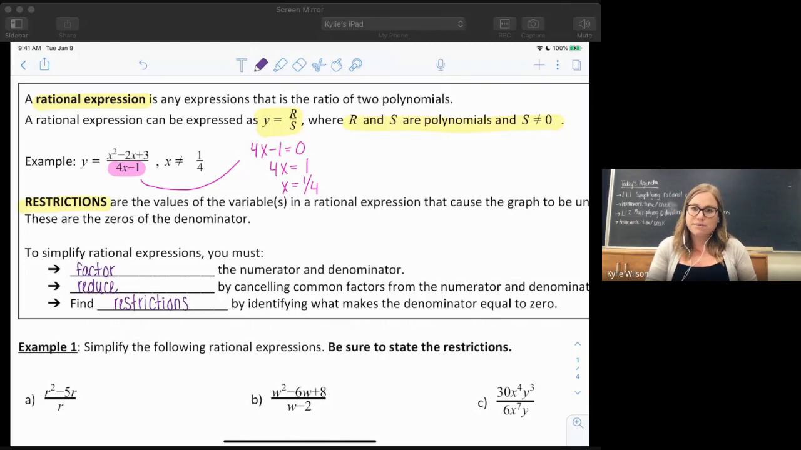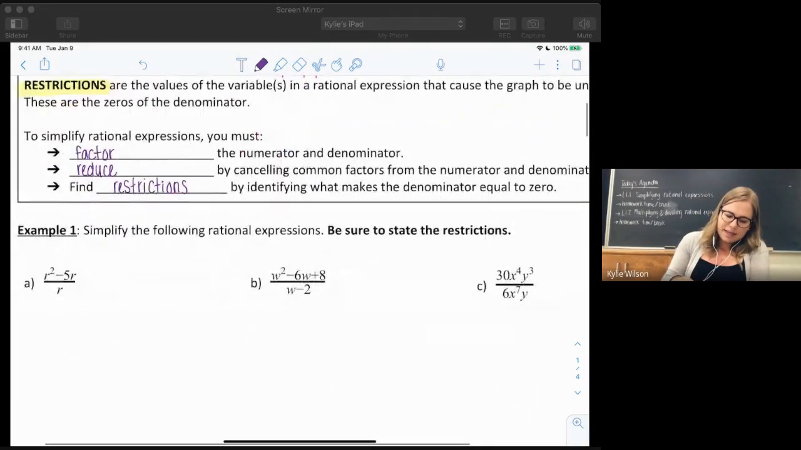Okay, so now that we've gone through the background info that we need to know, we're going to dive in and start doing some examples together. We're going to do a bunch of them together, and then I'll leave a couple for you to try on your own, depending on our time, because there are lots of practice ones in the homework. So let's start with these examples. We need to simplify the rational expressions, and we need to make sure we state our restrictions.